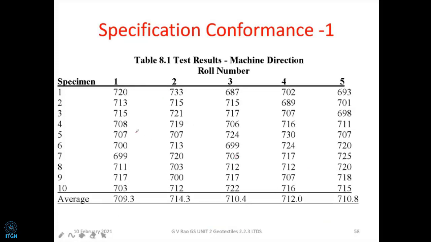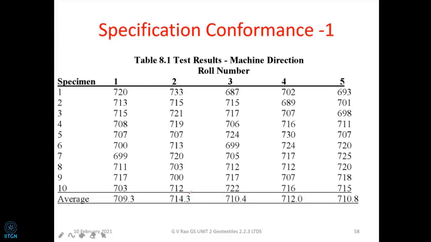For the number of rolls, we picked up 5 rolls. For each roll, we have done 10 GRAB tests. So these are individual values, and this is the average value. Again, in the second row we have this average value, and third this average value, fourth this average value, and then the fifth is this average value. So what is required? 700 newtons is recommended. We find that all these values for each roll are going to be more than this. So we can say that it's good.